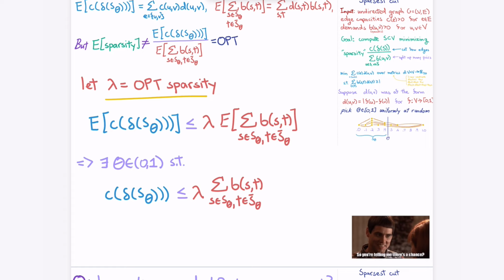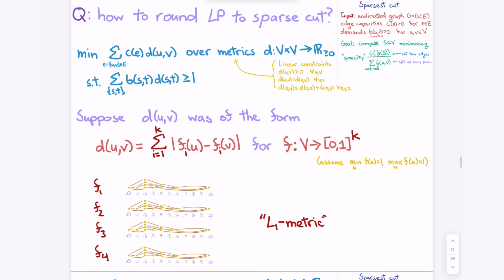Okay, we're going to make it, I promise. We're actually very close. Now, we know how to deal with one line. Suppose I told you that the metric was induced by many lines, what we call an L1 metric. The vertices are all embedded on several lines, and the distance between them is the sum of the line distances. What would you do now?